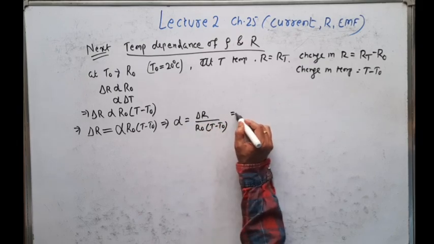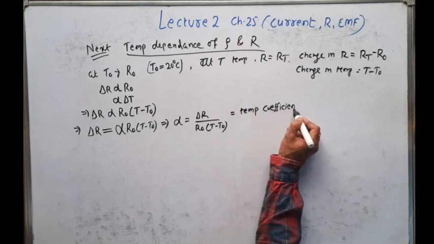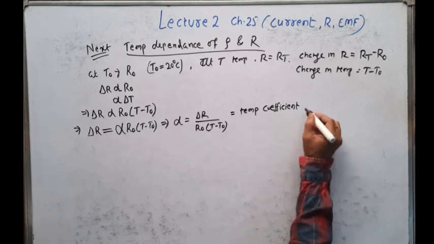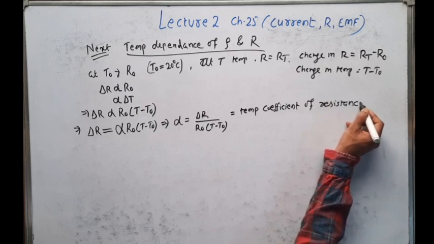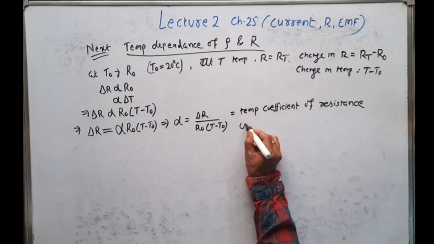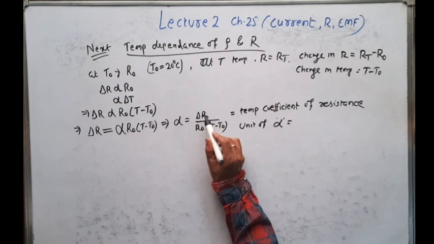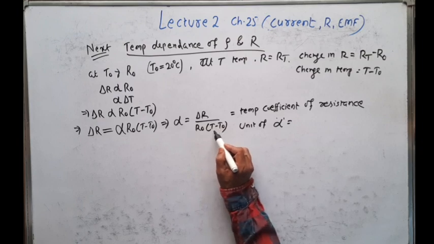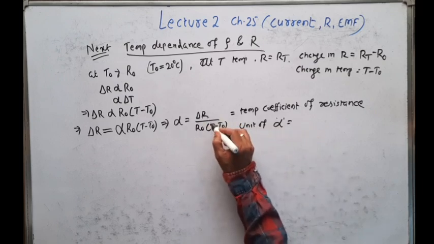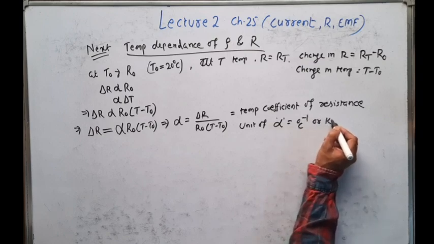Alpha is called the temperature coefficient of resistance. Then what is the unit of alpha? In the numerator we have resistance, that is ohm, and in the denominator resistance ohm cancels. So in the denominator you are getting change in temperature, either in degree centigrade or Kelvin. So we can write the unit of alpha is 1 by temperature, that is degree centigrade inverse or Kelvin inverse.